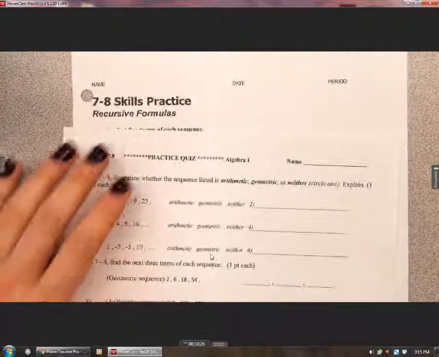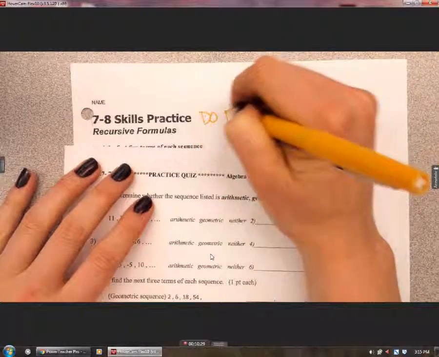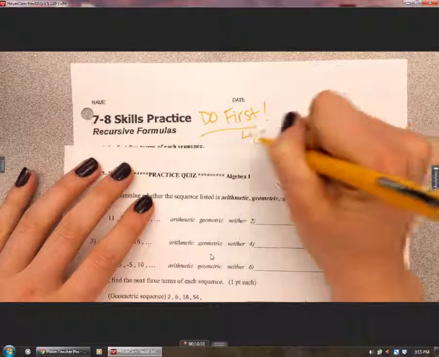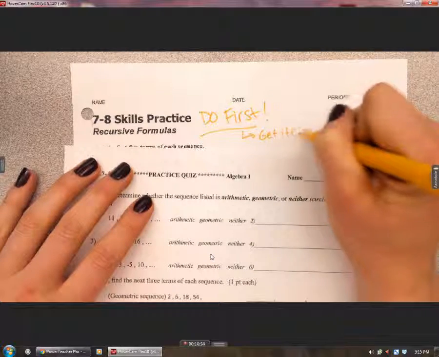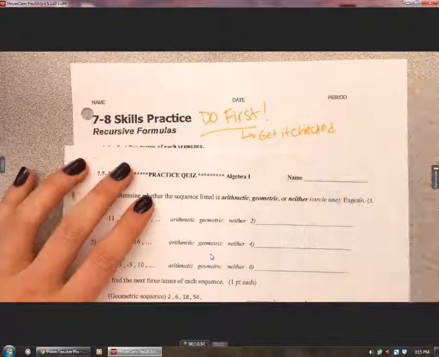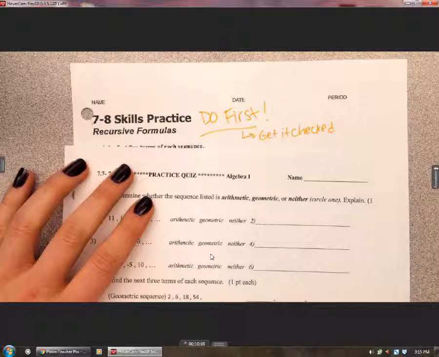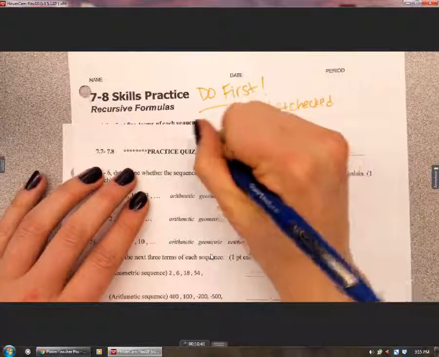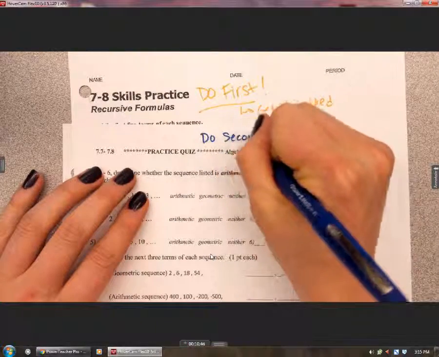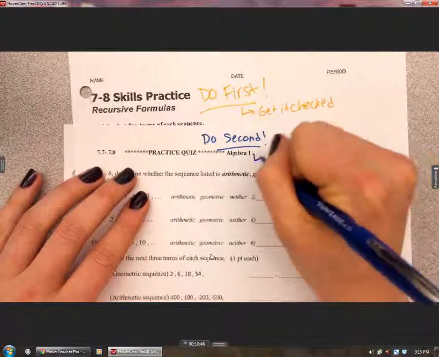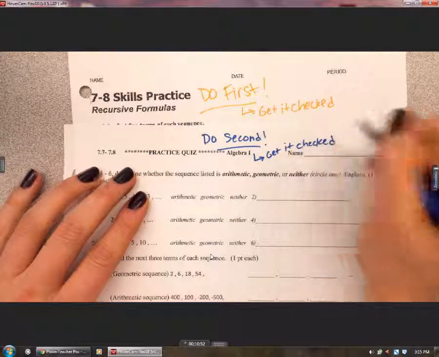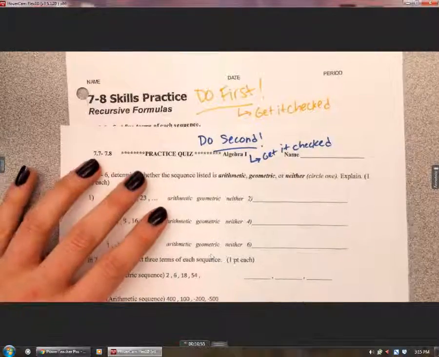So you are doing skills practice first. When it's done, get it checked by Mr. Cam. Once that's done, you do this second. You get it checked by Mr. Cam. He will initial it.